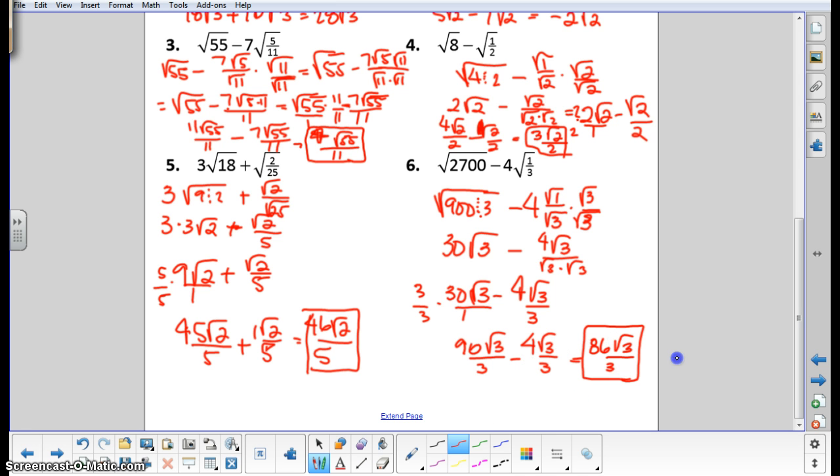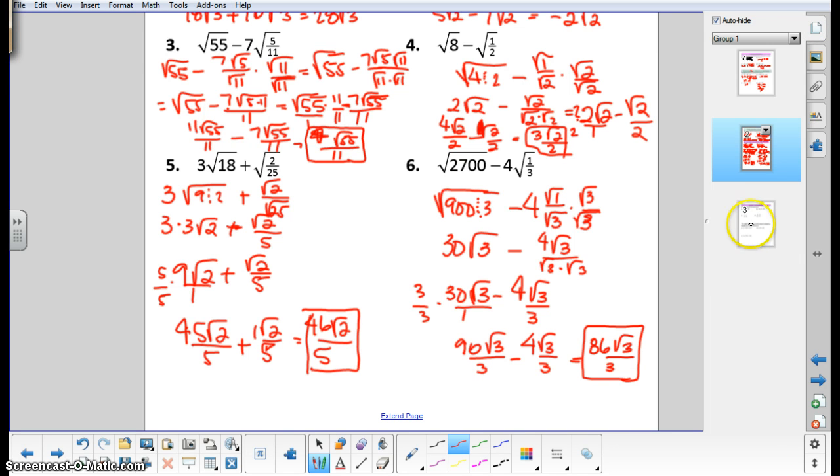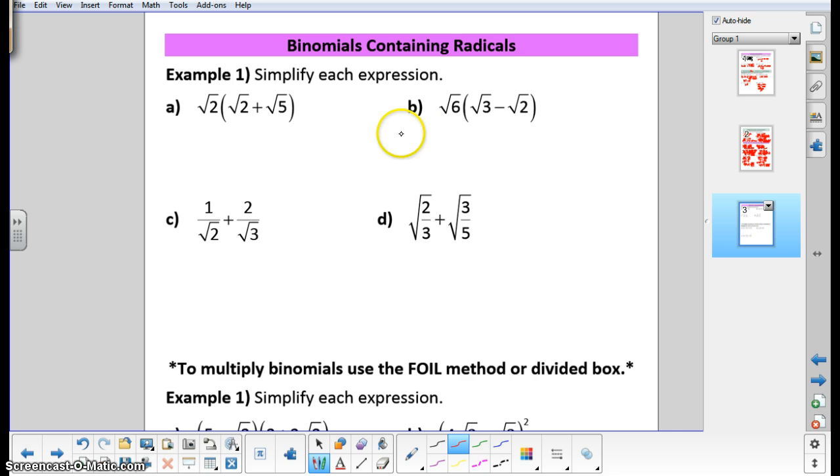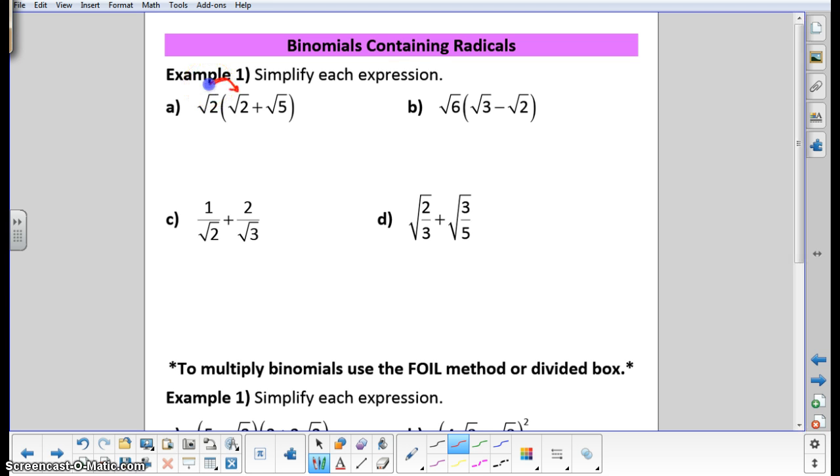So let's move on. And I can already see that there's going to be a second video here, but it will be a short one. And we're going to practice simplifying binomials. And you guys know how to do this.